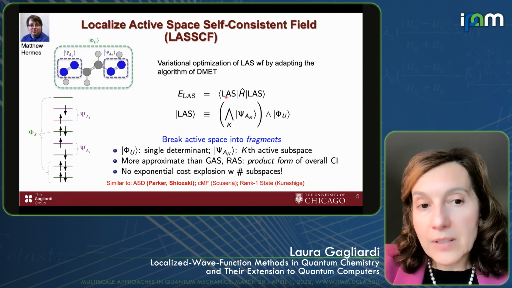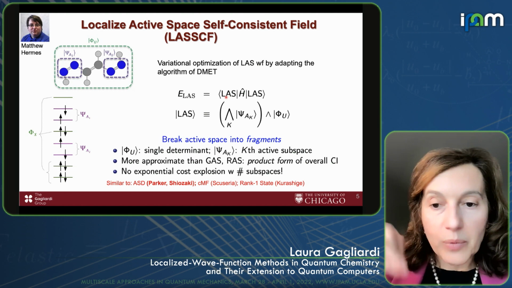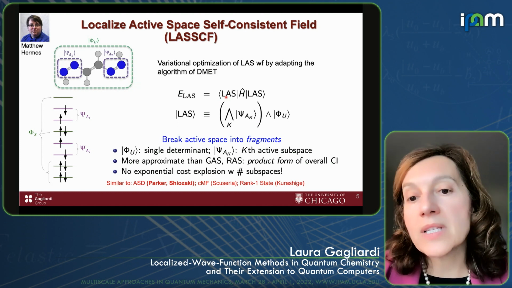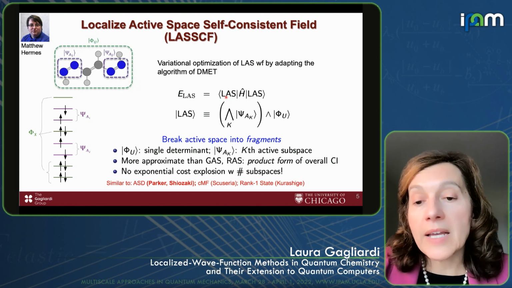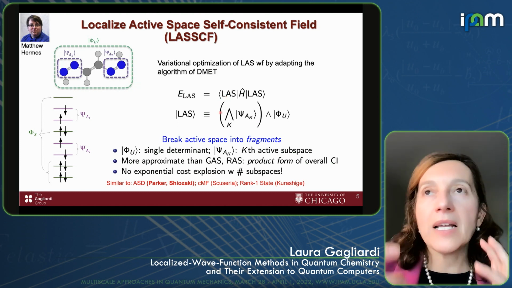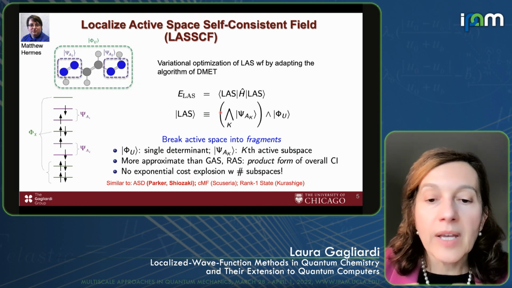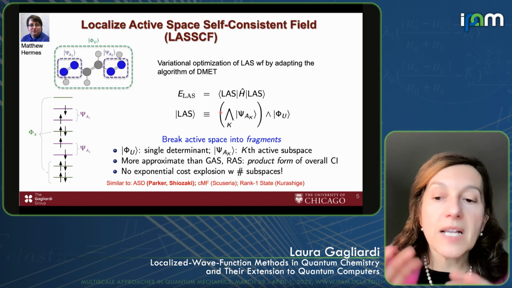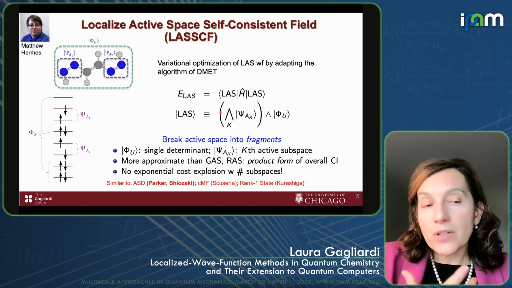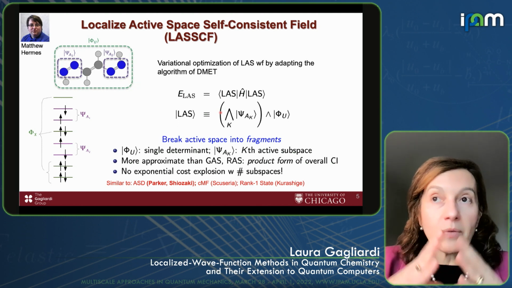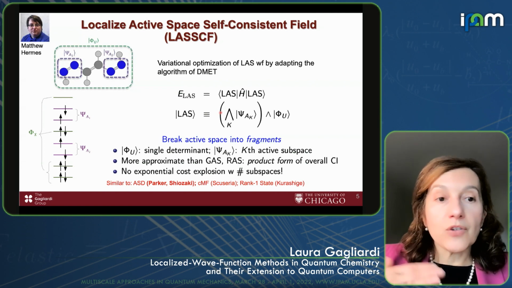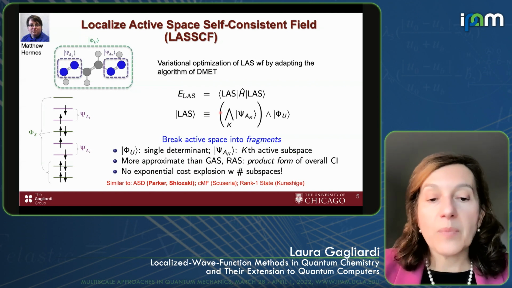And this method basically has this idea of breaking the active space into fragments and writing your wave function as a product of these localized active space wave functions. One can think, okay, it reminds us of GASSCF or LASSCF, but it's more approximate because you just have a product form of the overall CI wave function. And the beauty is that the exponential scaling depends only on the size of the local active space; there is no exponential scaling with the number of subspaces.